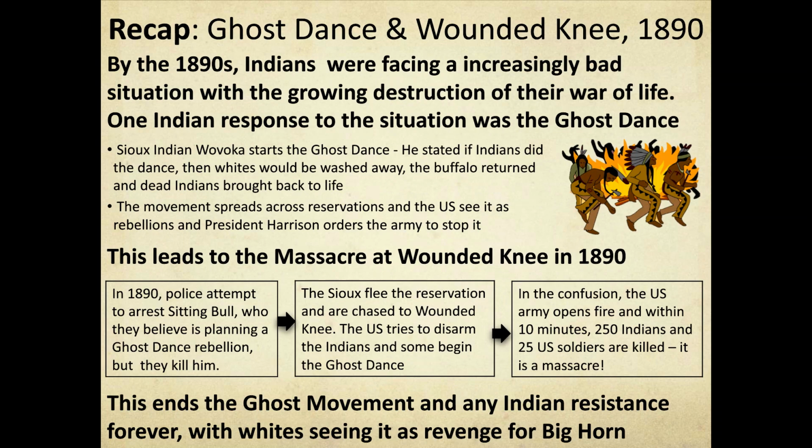This leads to the massacre at Wounded Knee in 1890. Police attempt to arrest Sitting Bull, who they believe is planning a Ghost Dance rebellion, but they kill him. The Sioux flee the reservation and are chased to Wounded Knee. The US tries to disarm the Indians, and some begin the Ghost Dance. In the confusion, the US Army opens fire, and within 10 minutes, 250 Indians and 25 US soldiers are killed. It's a massacre. This ends the Ghost Dance movement and any Indian resistance forever, with whites seeing it as revenge for Little Bighorn.